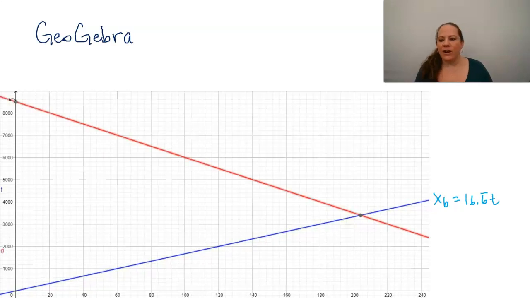And there is the graph for our fast train. And oh no, I lost my cursor. There we go. And just to remind you what those two mathematical models were.